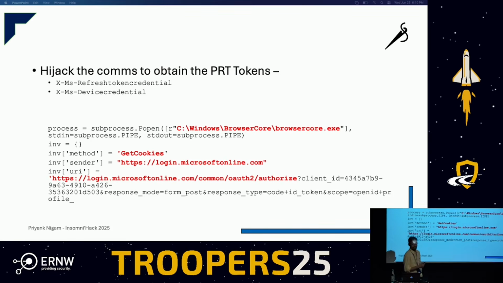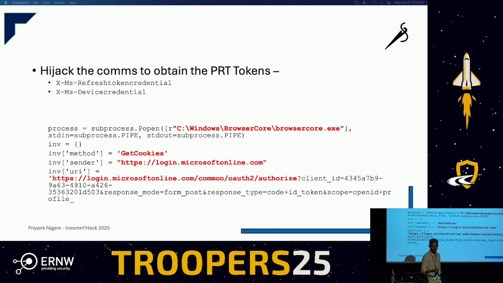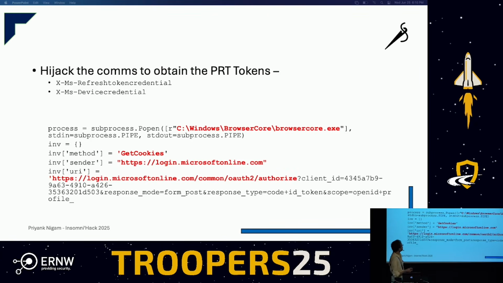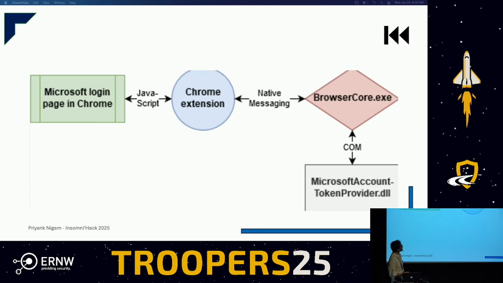Once you are doing an OAuth call to the authentication endpoint, you're going to pass these two. So the way you could bypass this: you're just interacting with the browser core, so you could directly bypass this whole thing and use your program to interact with browser core, which will do the work on your behalf. Or you could use the COM object. You could instantiate that yourself and then interact with the DLL yourself.